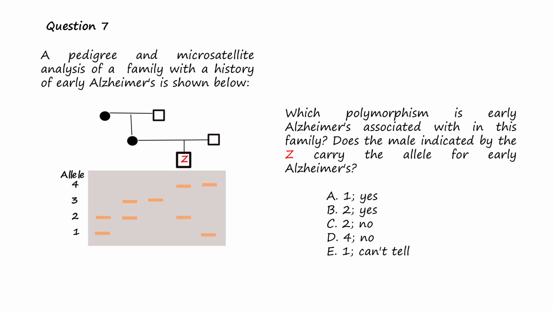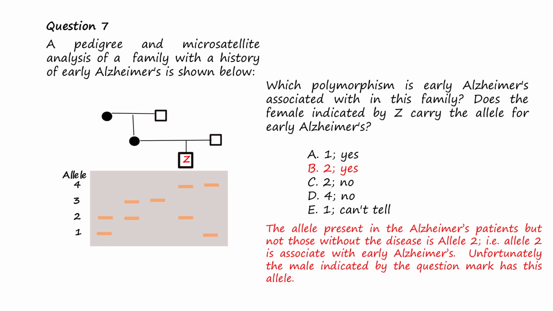Question 7. A pedigree and microsatellite analysis of a family with a history of early Alzheimer's is shown below. Which polymorphism is early Alzheimer's associated with in this family? Does the male, indicated by Z, carry the allele for early Alzheimer's? A. 1 yes, B. 2 yes, C. 2 no, D. 4 no, E. 1 can't tell. Answer. The allele present in Alzheimer's patients, but not those without the disease, is allele 2.